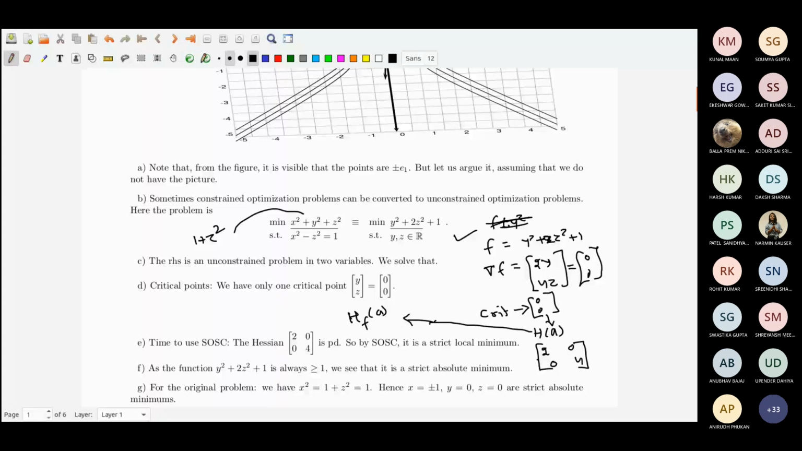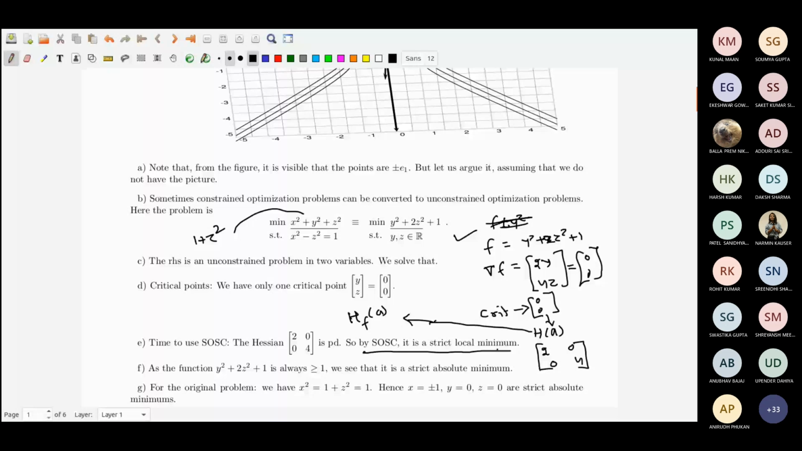And this matrix H of A is positive definite. How do you know it is positive definite? Well, this is a diagonal matrix with diagonal entries strictly positive. Symmetric, and eigenvalues are greater than 0. That's positive definite. And therefore, by SOSC, that is the second order sufficient condition, this is a strict local minimum.